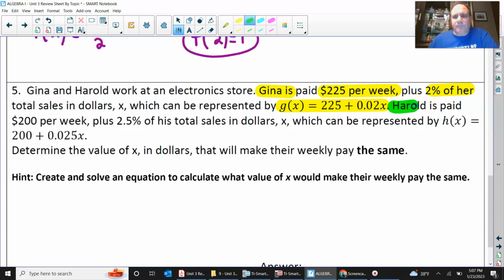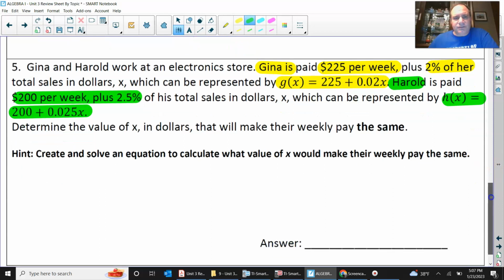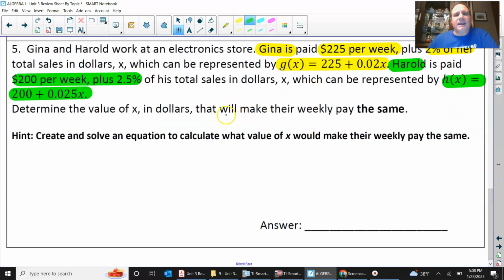Harold is paid $200 per week plus 2.5% of his total sales, and his function is right there. Determine the x dollars that they will make their weekly pay the same. Anytime you're talking about weekly pay the same, when you're comparing two companies or two people or two equations, when they're going to cost the same, you always set them equal to each other.